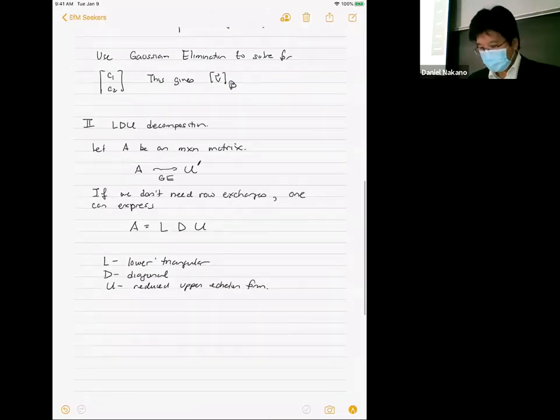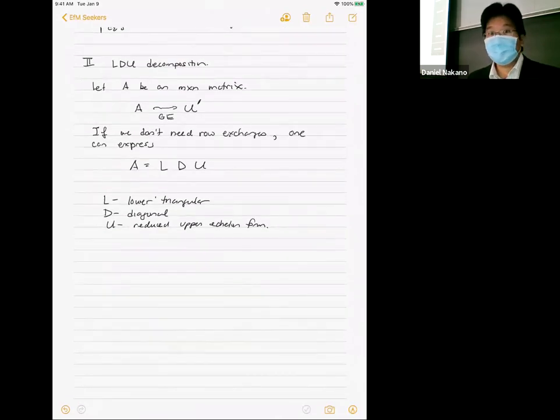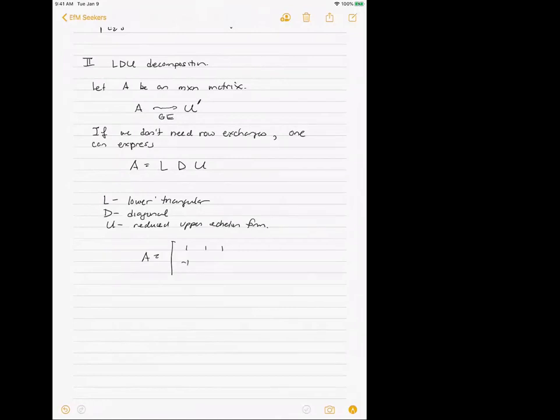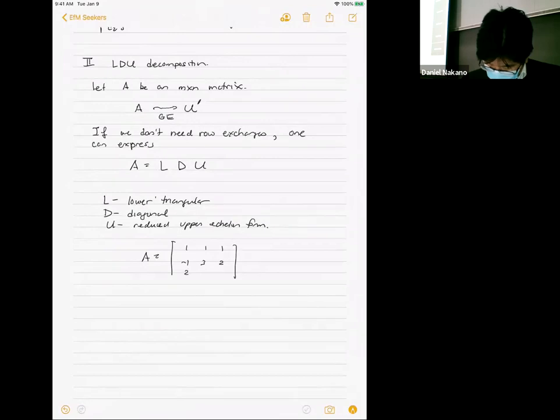Okay. All right, so you should be able to do this in practice. So let me give you a matrix. Let's say it's A, and the matrix is given by 1, 1, 1, minus 3, 2, and 2, 1, 0.